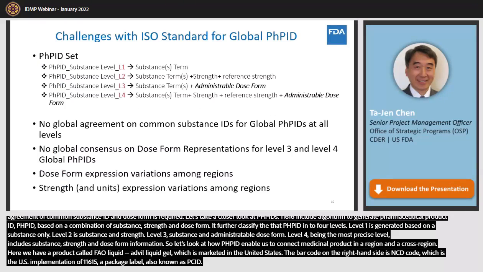When ISO published the IDMP standard in 2012, it was based on the assumption that there will be common substance ID and common dose form to generate global PHPID that will allow us to connect products across regions. However, as of today, there's no global agreement on common substance ID, hence we are not able to generate global PHPID at any level. There's no global consensus on dose form to generate level 3 and level 4 PHPID. Dose form and strength for the same product can be expressed differently in different regions, which makes the generation of PHPID even more difficult.